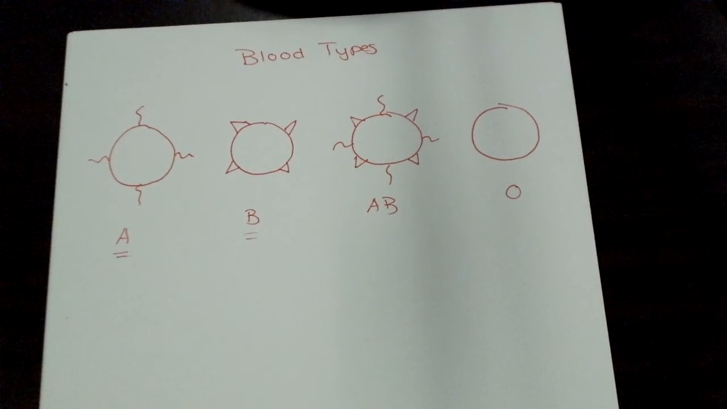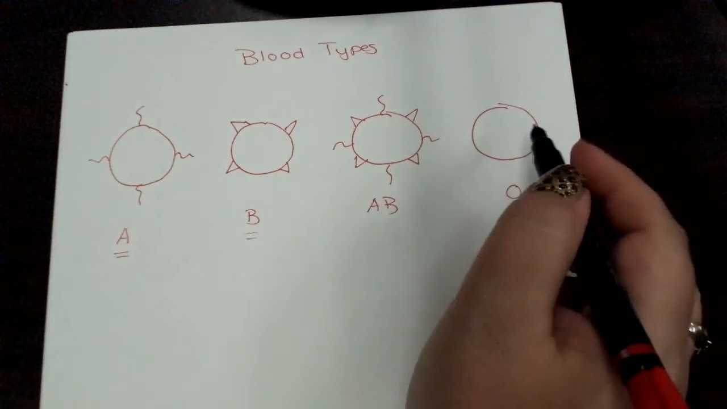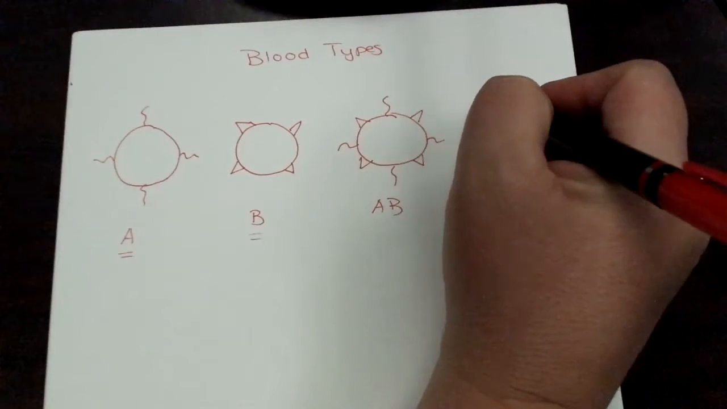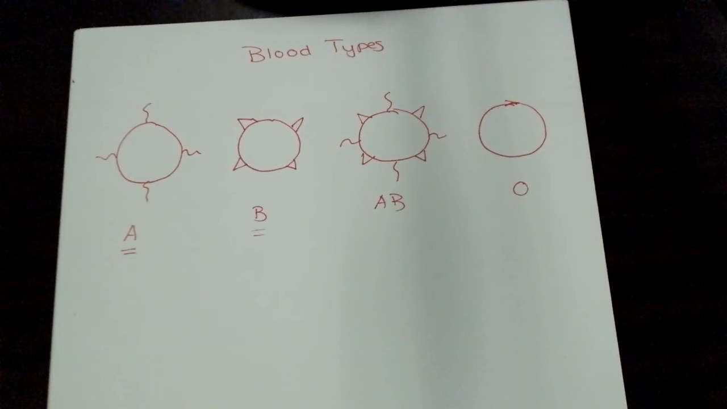Okay. Then we have O. And O doesn't have any of it. So it's just plain Jane, like this one down here. Okay. So these are our ABO blood types.